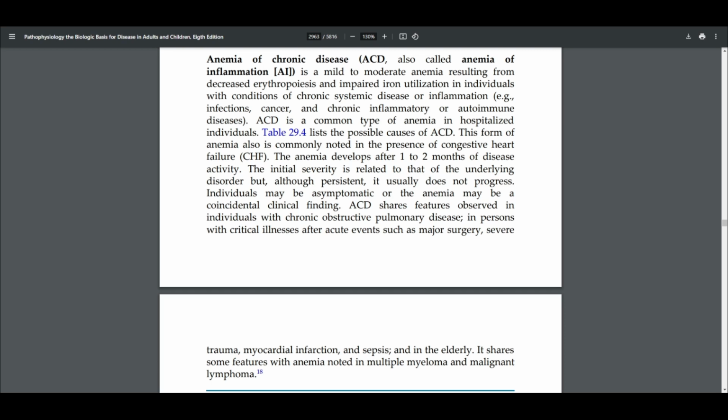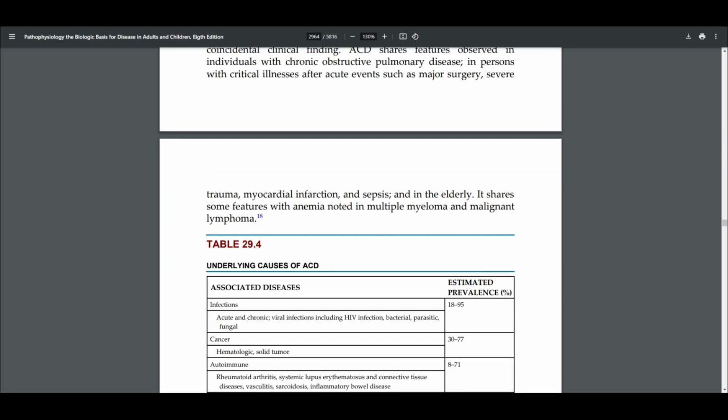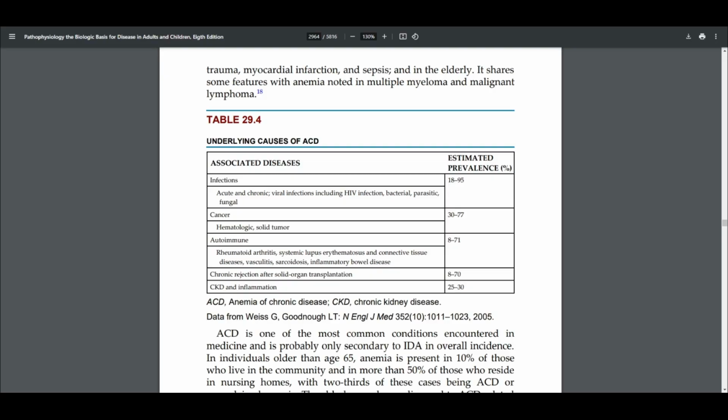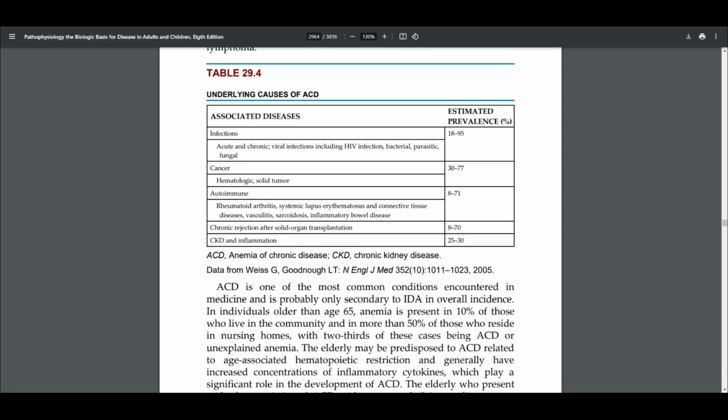ACD shares features observed in individuals with chronic obstructive pulmonary disease, in individuals with critical illnesses, after acute events such as a major surgery, severe trauma, a myocardial infarction, and sepsis, and in the elderly. It shares some features with anemia noted in multiple myeloma and malignant lymphoma. So here's this table of underlying causes of ACD.